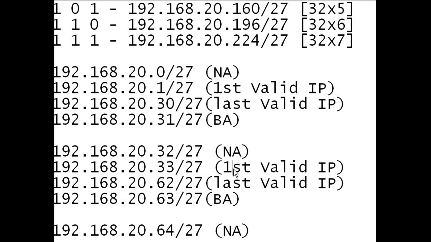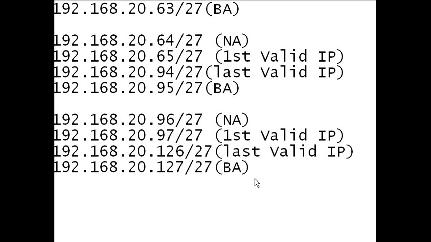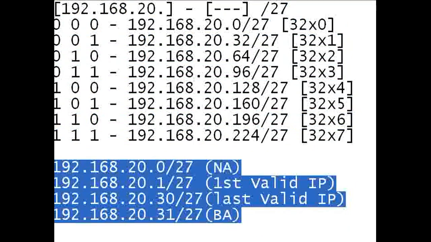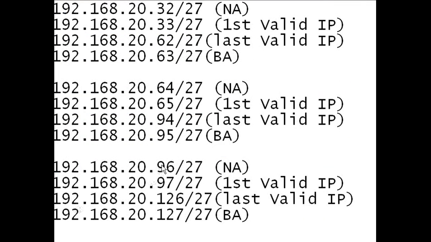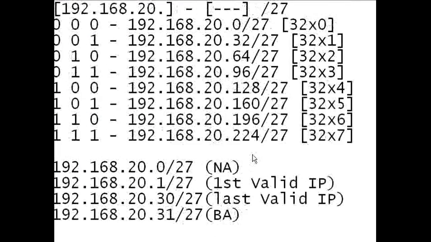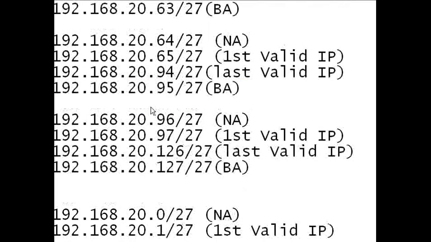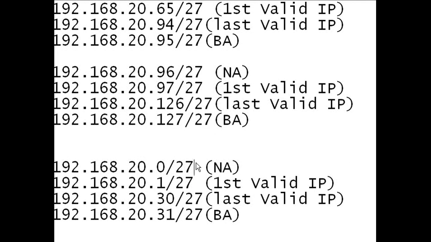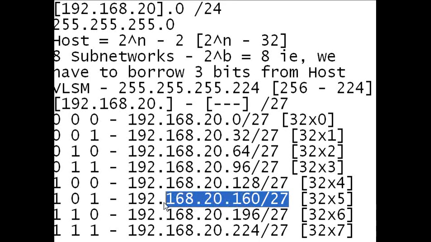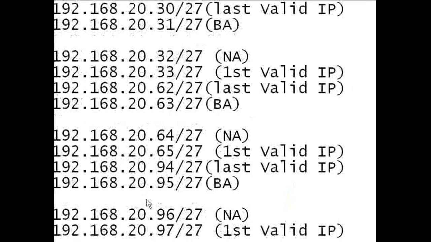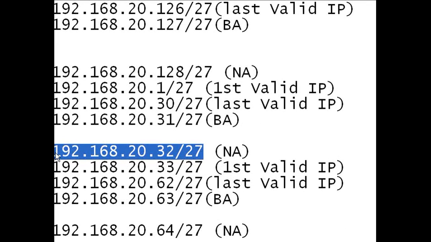So after 96, this is your subnetwork: 128, 160. So this will be 160. This will be 196. So don't confuse, I'm just copying and pasting it here. This is 196 and last is 224. So let's quickly calculate them.